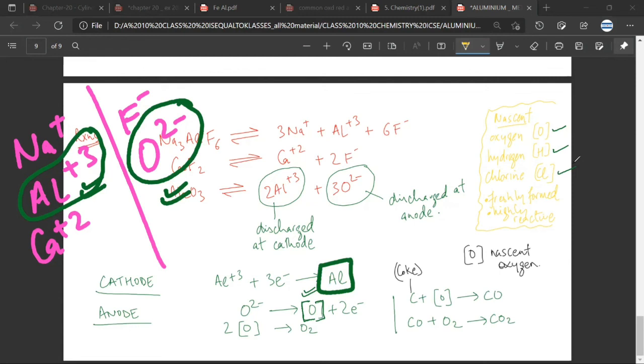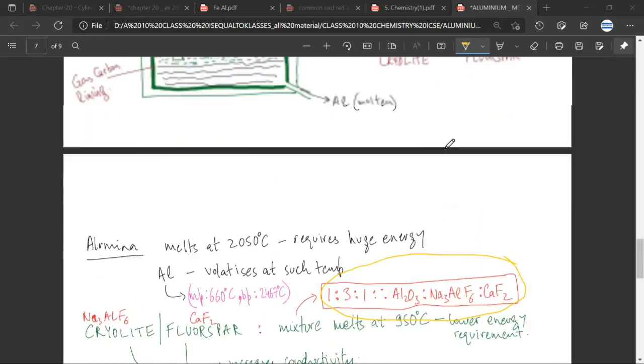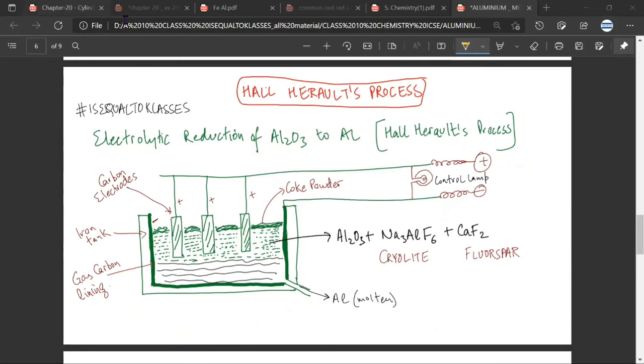So this nascent oxygen gets converted into oxygen, the diatomic oxygen. The nascent oxygen can react with the coke to form carbon monoxide. Carbon monoxide can react with this oxygen to form CO2. Both of these are liberated. This oxygen is the one which will react with the anode, and that is why this anode has to be replaced again and again. Any doubt? No doubt.